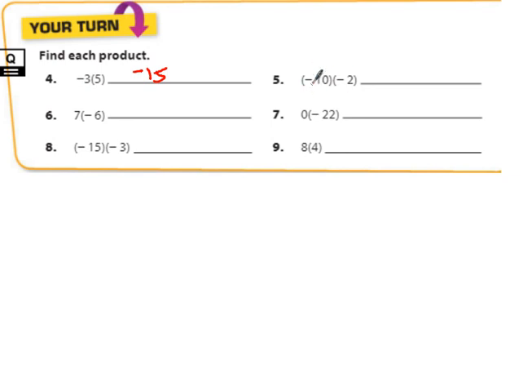Number 5, negative 10 times negative 2. A negative times a negative, the signs are the same. Negative times a negative is always positive. And then 10 times 2 is positive 20.